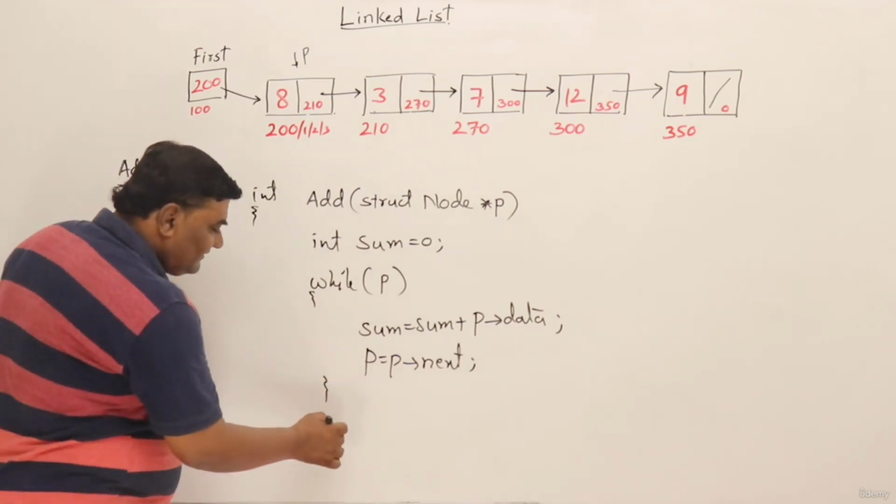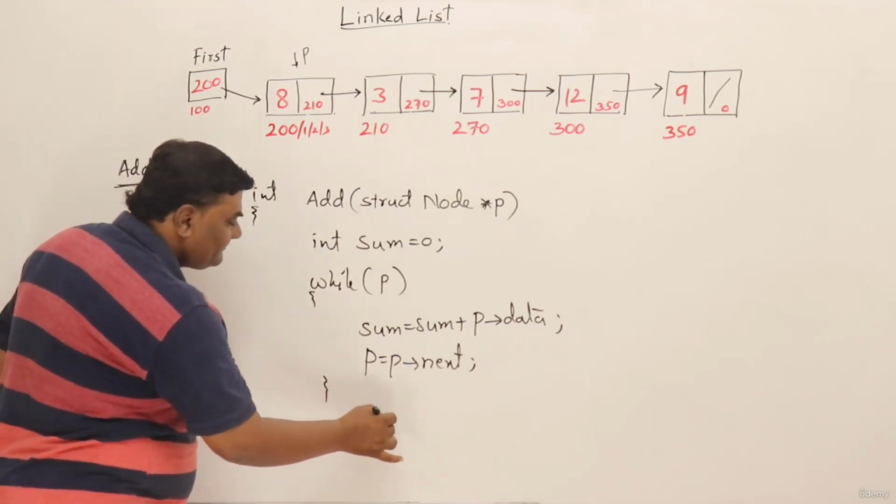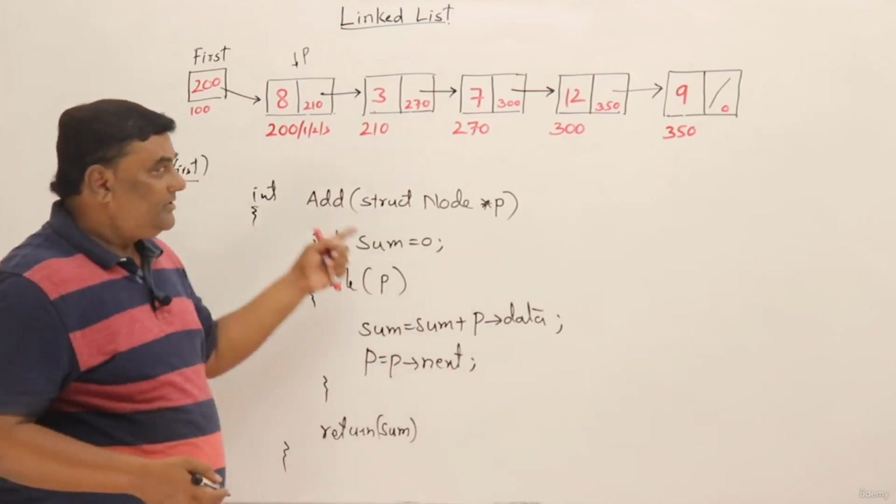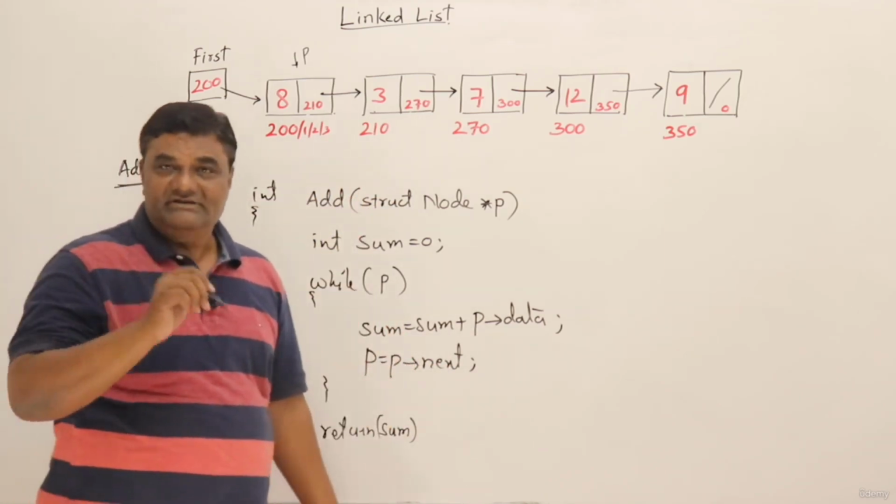Finally, return sum. The analysis of this function is the same. It is order of n because it is visiting all the nodes just once.